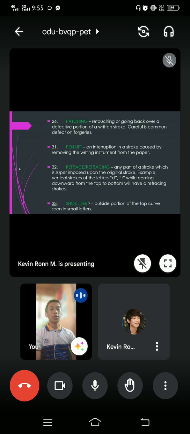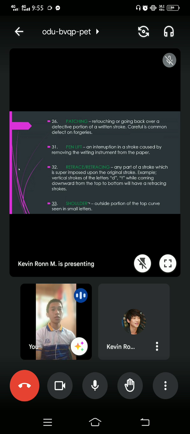Number 32, retrace or retracing: any part of a stroke which is superimposed upon the original stroke. An example is the vertical strokes of a letter D and T, which while coming downward from the top to bottom have a retracing stroke. So that is retracing.